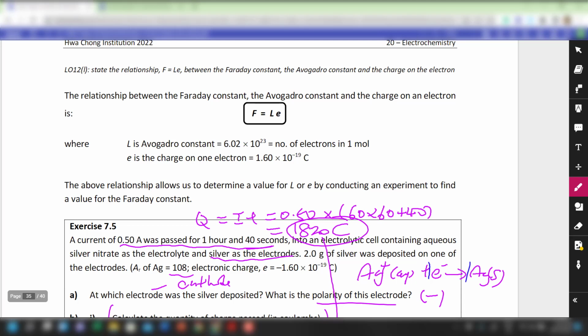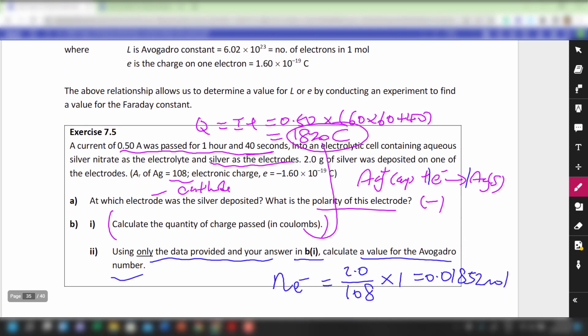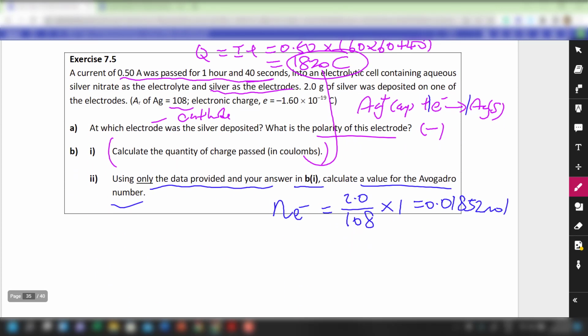Based on the earlier equation, the Faraday is equal to L multiplied by the electronic charge. So from here, what can we do? We can calculate the number of electrons. Number of electrons, just give me a while, the stylus is not really working.